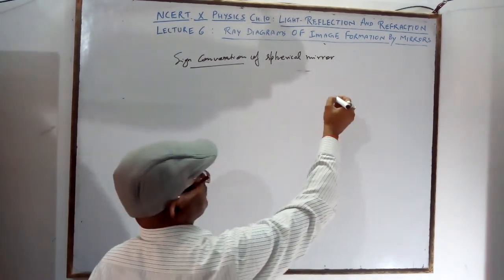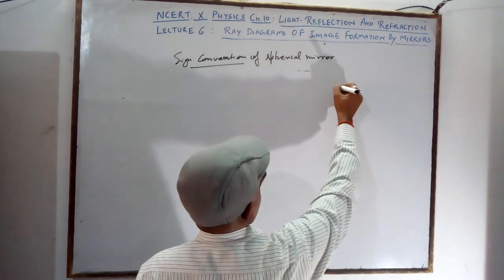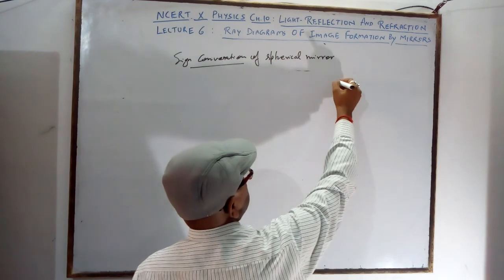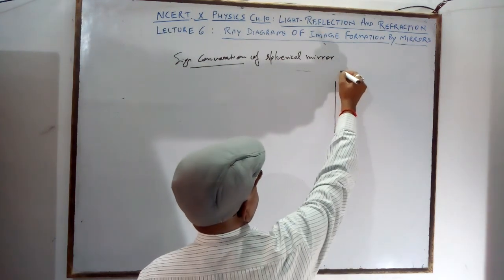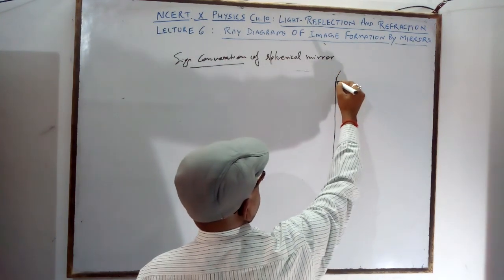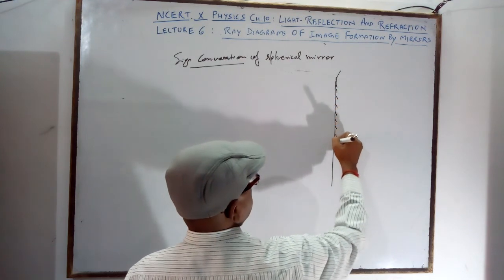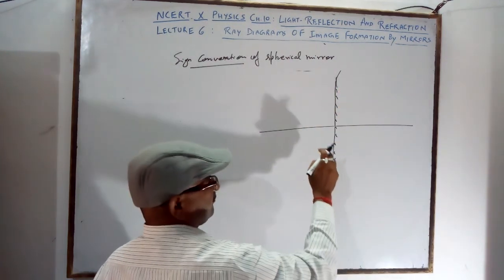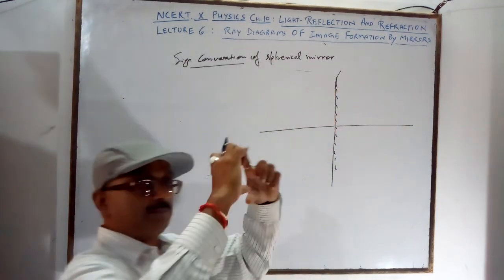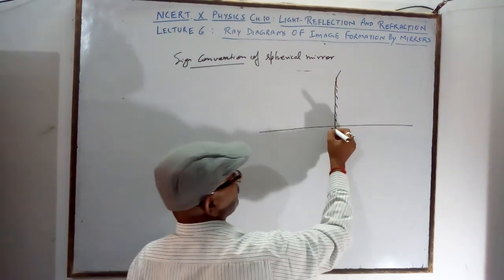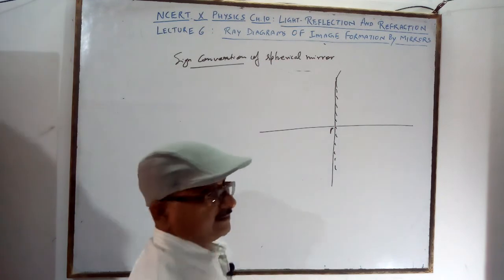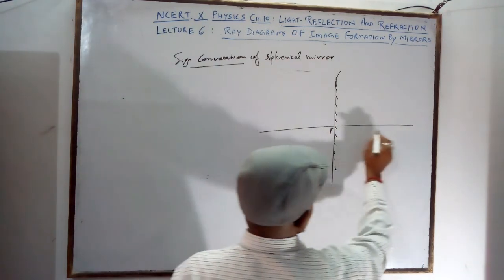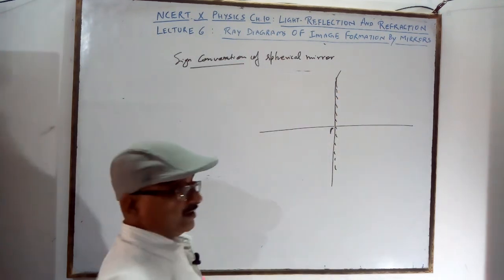We will see a mirror. When you take a big mirror, it acts like a very big mirror, and you get a straight line. If it is a concave mirror and you take only a small part, then the pole acts as the origin, and this line will be the x-axis and this the y-axis.